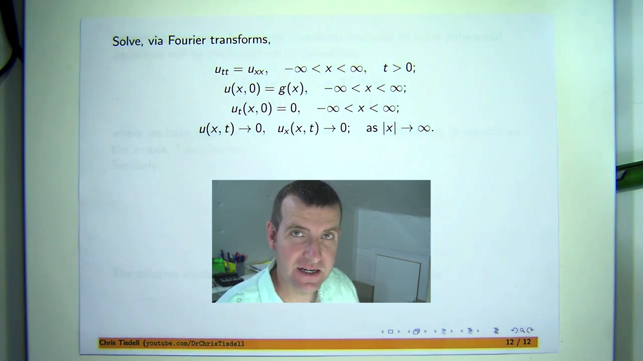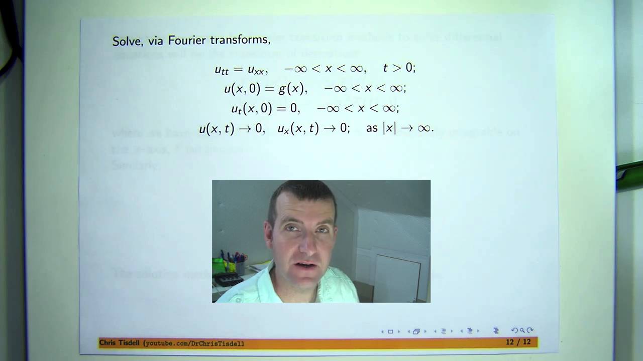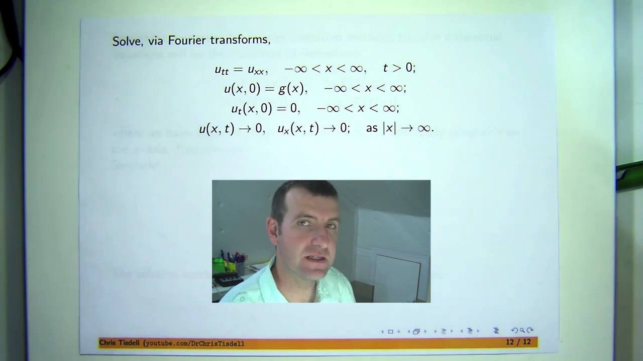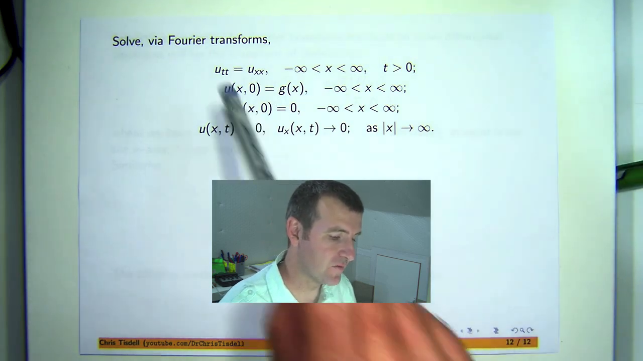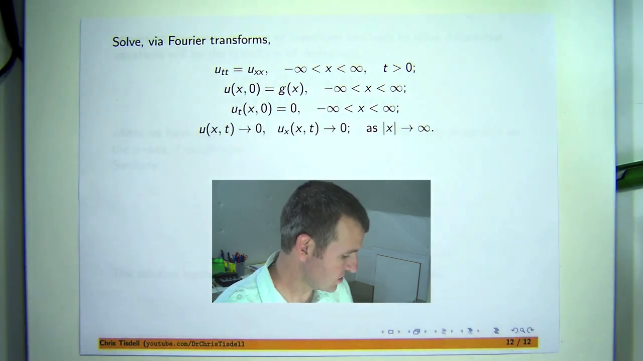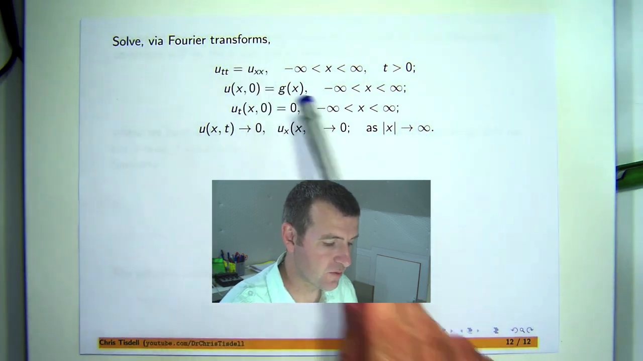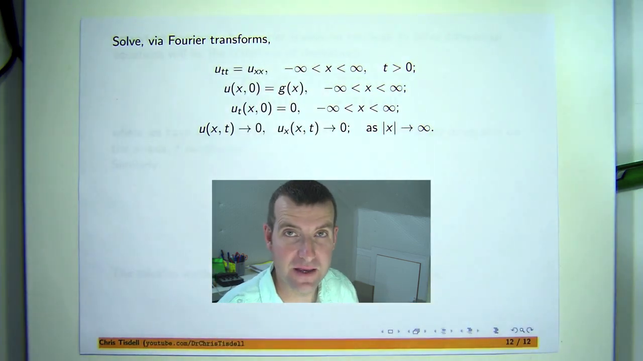In this presentation I'm going to continue my series of videos on Fourier transforms. Now the nature of this particular presentation involves an application of Fourier transforms to solving partial differential equations. So we're asked to solve the following problem using a Fourier transform method.